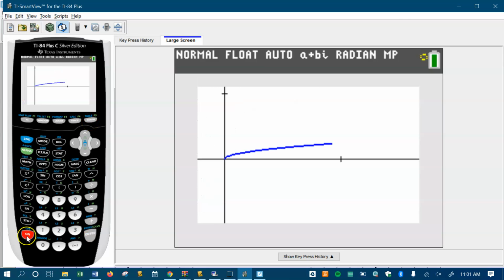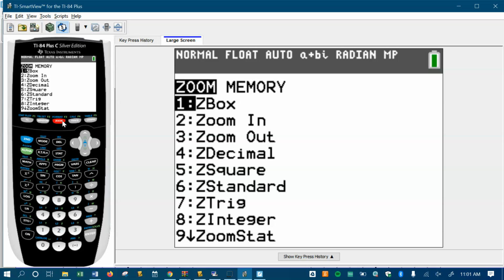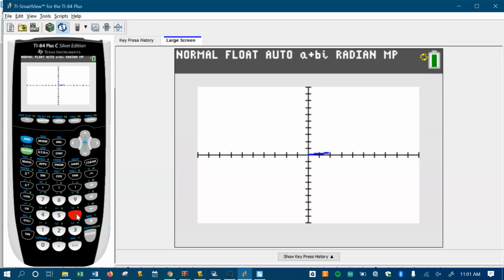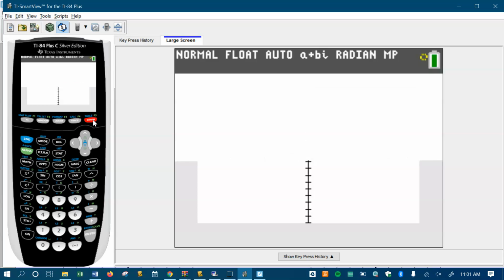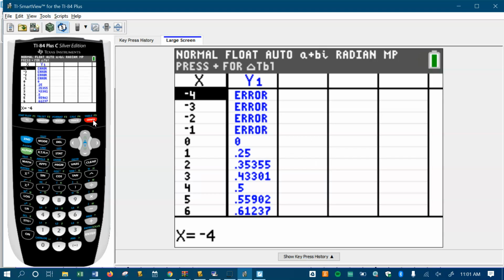This is kind of not the window I'm used to, so I'm going to go ahead and just do a zoom standard. Zoom number 6, because zoom 6 is standard. And that's what the graph looks like. It's kind of low. The reason it's low is because of the 1/4. What I can do now is I can go to the table. The table is second graph. And I can find some values that I can plot.